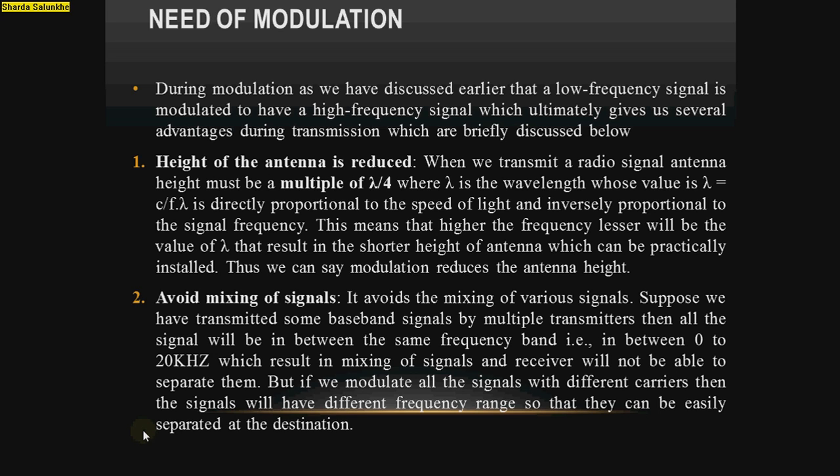Second need is to avoid the mixing of the signals. It avoids the mixing of the various signals. Suppose we have transmitted some baseband signals by multiple transmitters, then all signals will be in the same frequency band, that is between 0 to 20 kilohertz, which results in the mixing of the signals, and the receiver will not be able to separate them. But if we modulate all the signals with different carriers, then the signals will have different frequency ranges, so they can be easily separated at the destination end. So modulation avoids the mixing of the signals.